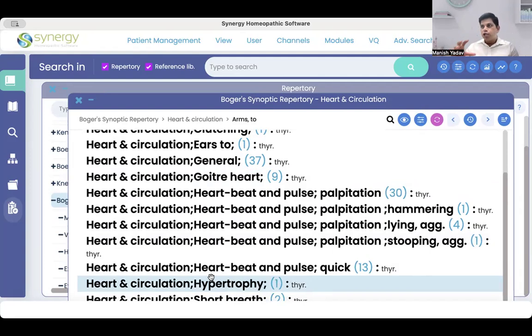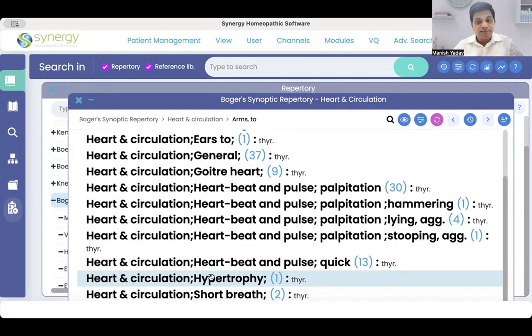So if thyroid symptoms are in the background, or past history and family history of thyroid is in the background, and heart is affected, palpitation is there, tachycardia is there, hypertrophy is there, you think of thyroidinum. Patient gets breathless, you think of thyroidinum.